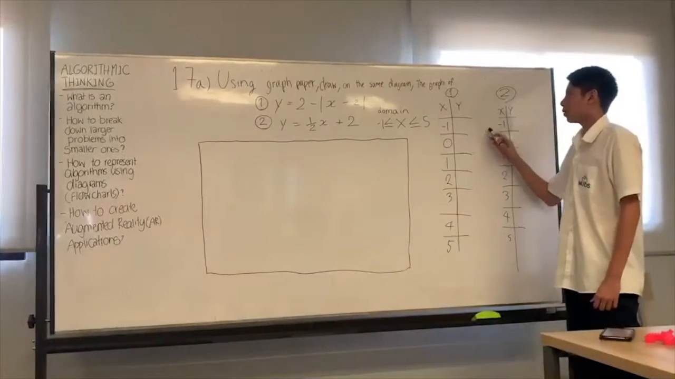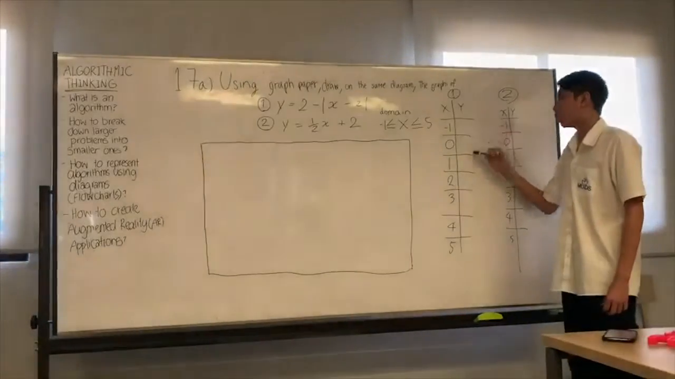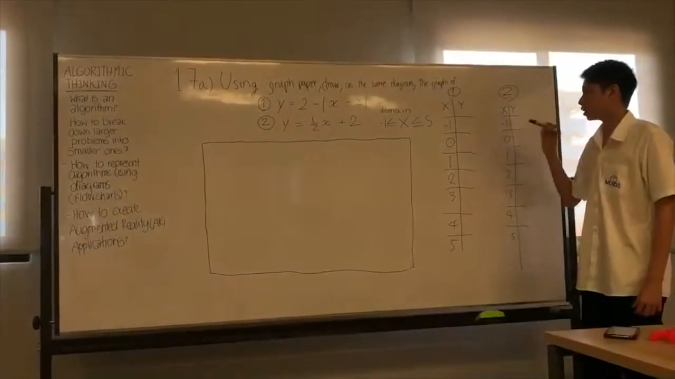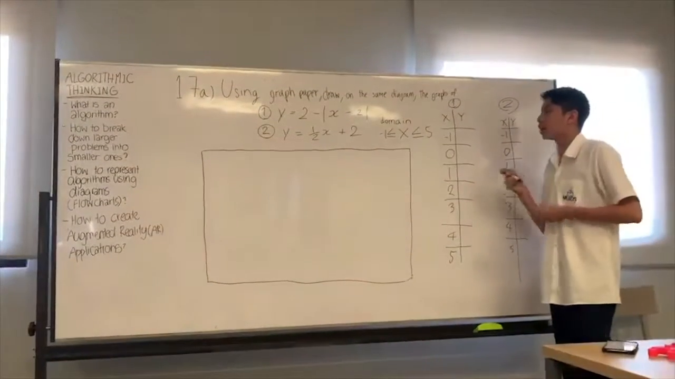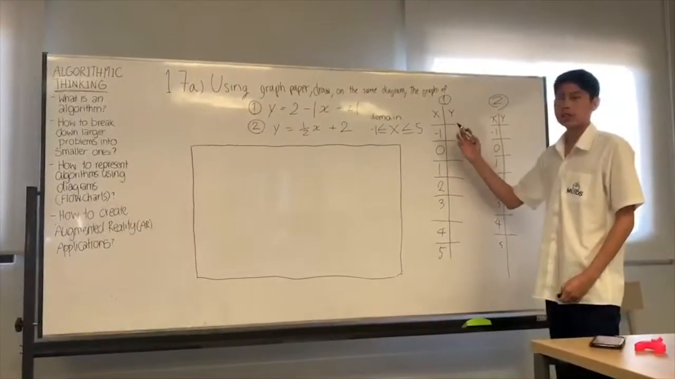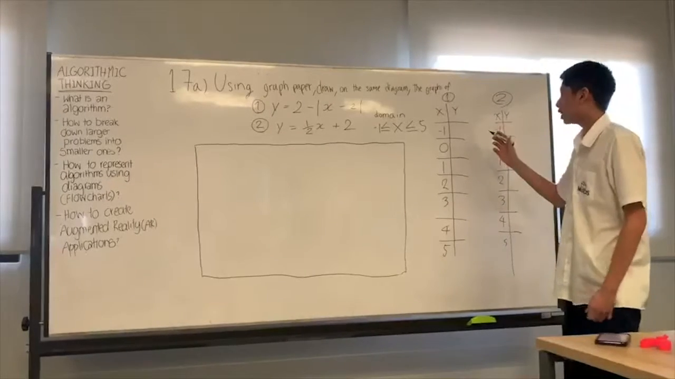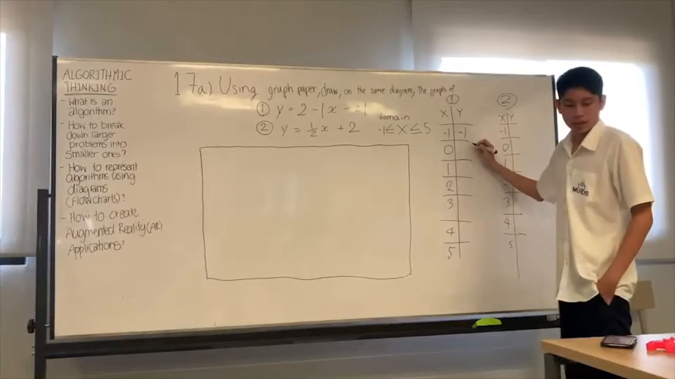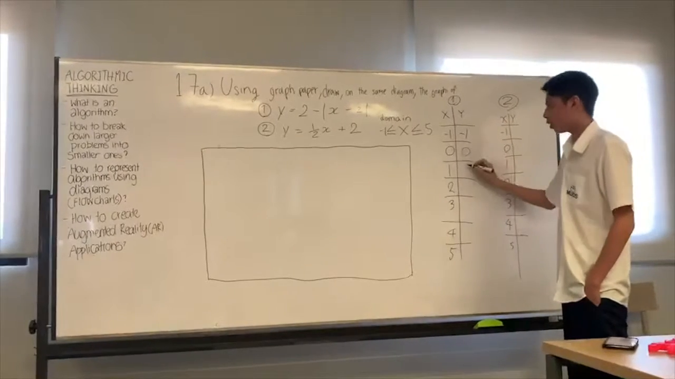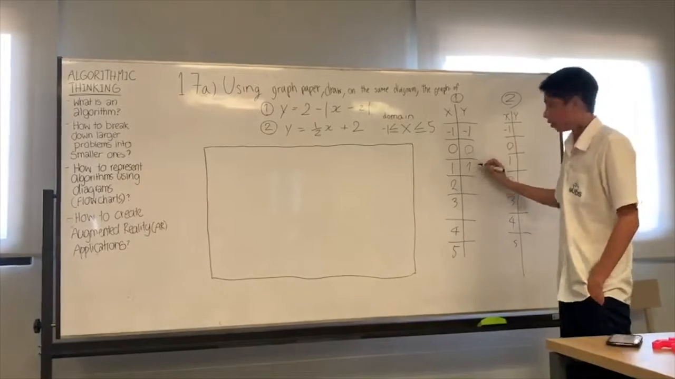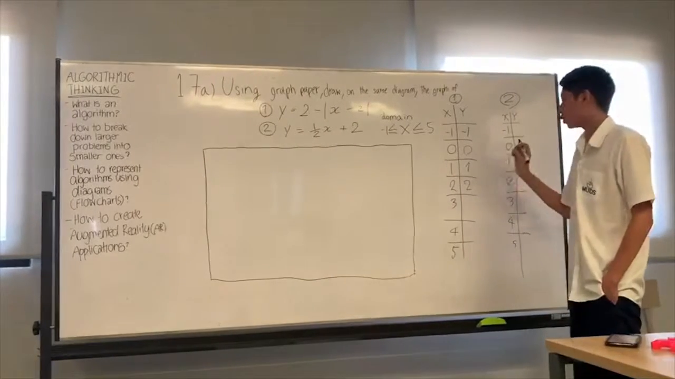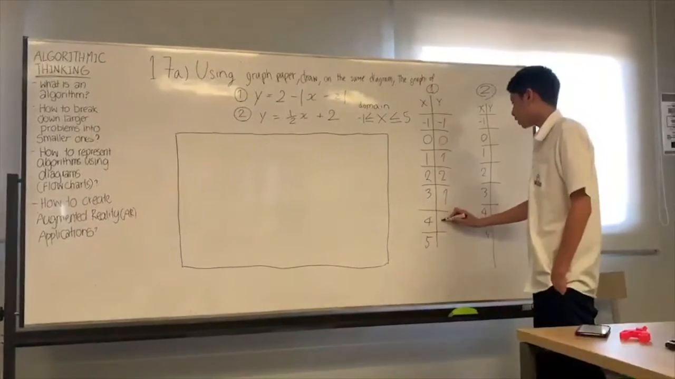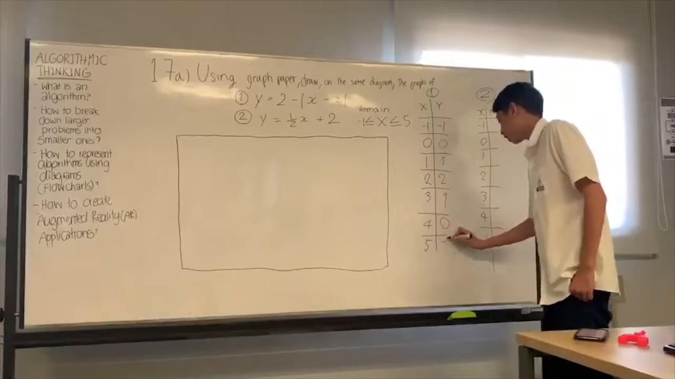We need to plug in the x, all of the domain, into the first and the second equation to sketch the graph. So for the first one, if we plug in -1 into equation 1, we will get -1 for y, and for 0 we will get 0. For 1 we get 1, and for 2 we also get 2. But because of the absolute value, for 3 we will get y at 1, for 4 we will get y at 0, and for 5 we will get -1.